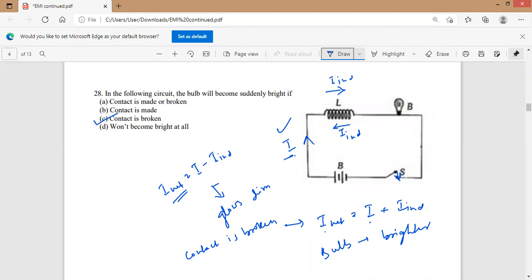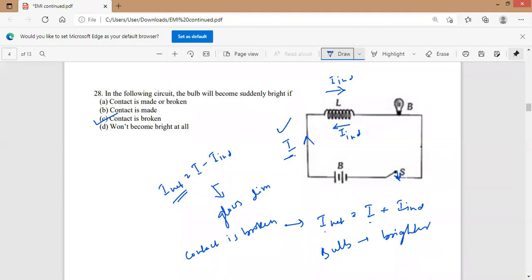When the circuit is made, the current flows in the circuit, but the current is increasing. So in the self-inductance coil, the EMF is induced in such a way that it induces a current in the direction opposite to the increase in current. As a result, the net current is less, hence the bulb glows dim.